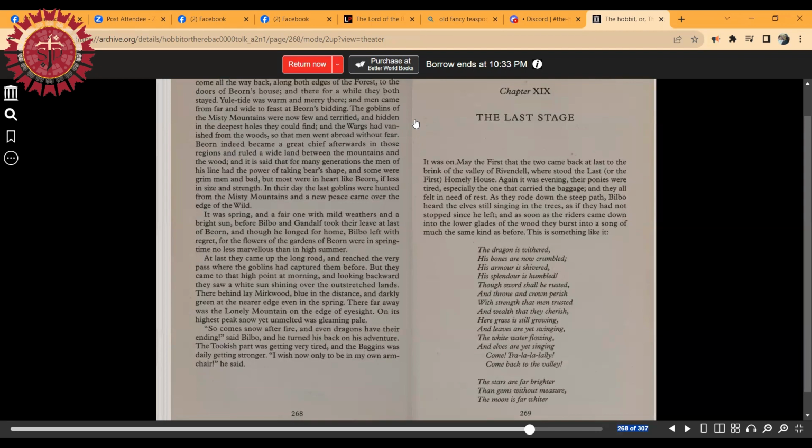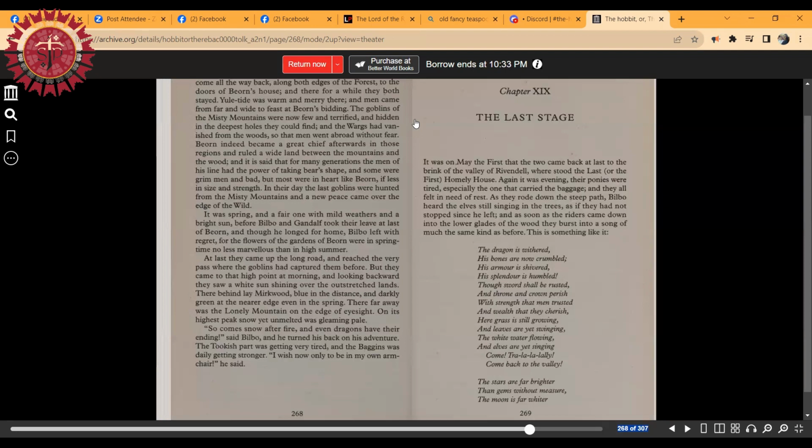It was spring, and a fair one with mild weathers and a bright sun before Bilbo and Gandalf took their leave at last of Beorn. And though he longed for home, Bilbo left with regret, for the flowers of the gardens of Beorn were in springtime no less marvelous than in high summer. At last they came up the long road and reached the very pass where the goblins had captured them before. But they came to that high point at morning, and looking backward, they saw a white sun shining over the outstretched lands.